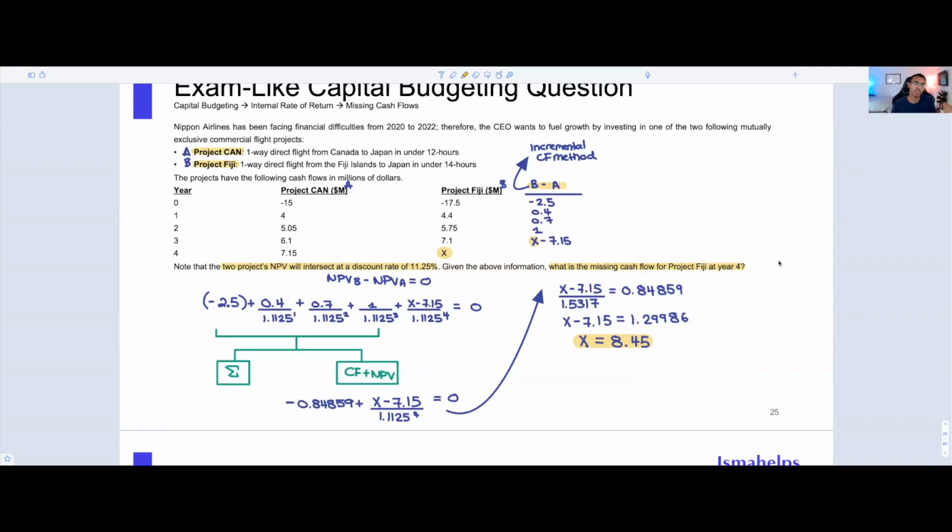And if you want a proof, I'm not going to put it up, but I made the question, so I have the solutions on my left. I used Excel to find the best point, and yes, the answer is 8.45. So hopefully this gave you some context on how to solve for the incremental cash flow method in order to seek the missing cash flow.